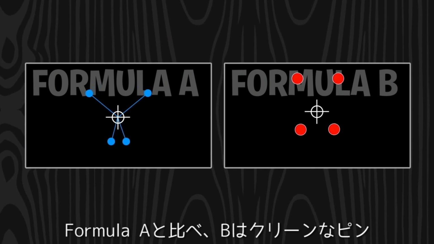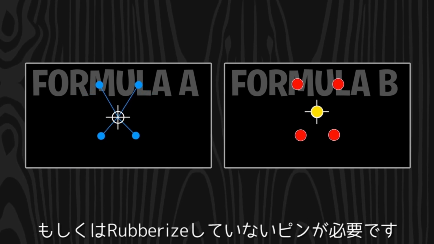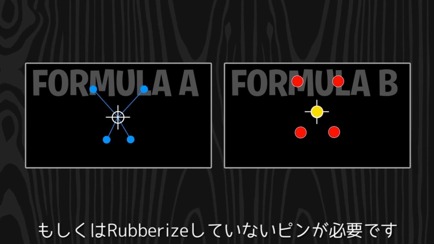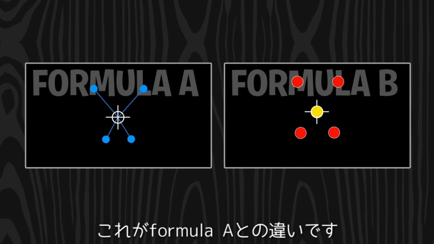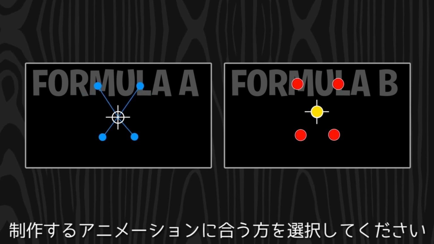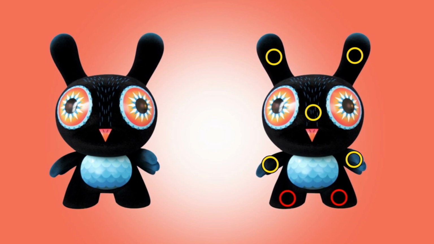One key difference between them is that B needs clean pins, or unrubberized pins, to act like an anchor, giving the other pins something to pull against. Formula A does not, but it can also benefit from them depending on what you're looking for. If you see the layer just kind of bouncing around, not deforming, that's pretty much telling you to put down at least one clean pin.